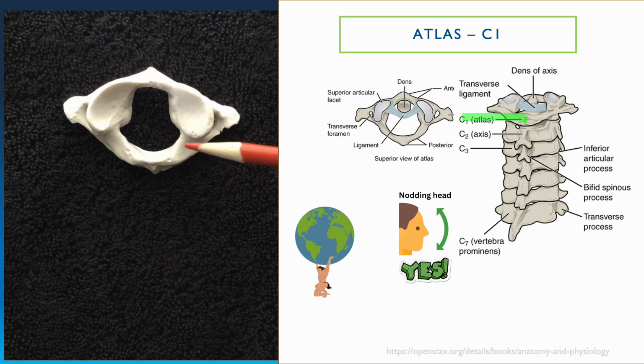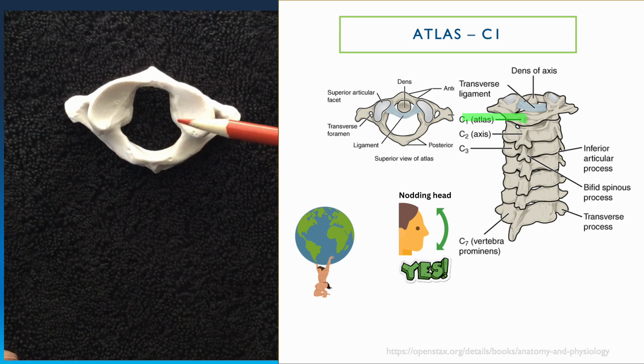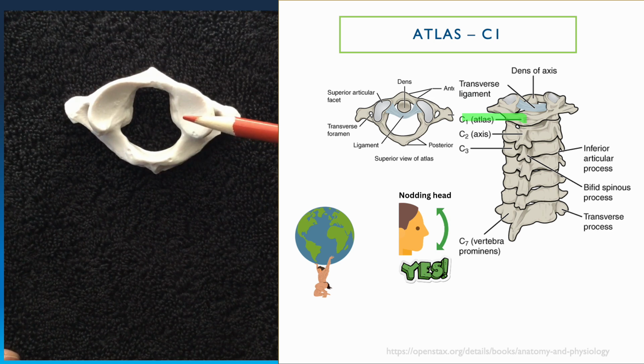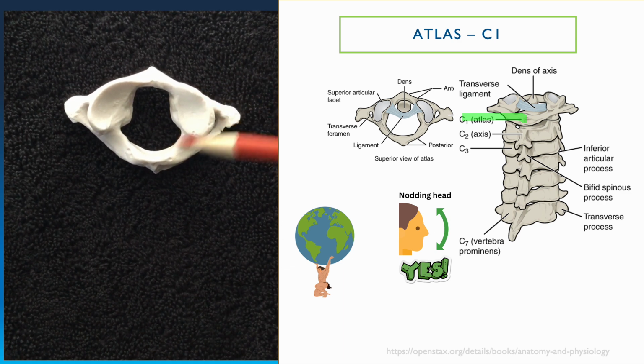This is your C1. Atlas is the name, and this name actually comes from Greek mythology, where Atlas held up the sky, basically. And the C1 vertebra holds up your head, so it's the same sort of concept, right? Now, it's a little different than your typical cervical vertebrae because it doesn't have a body and it doesn't have a spinous process either, right? Because it's designed to support your skull, it looks very different.